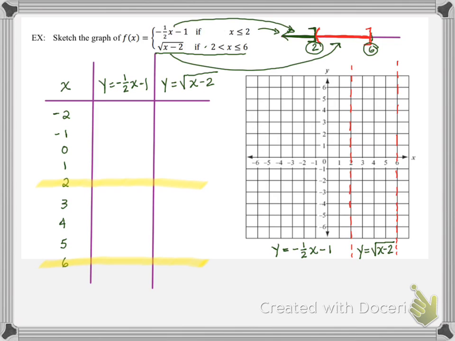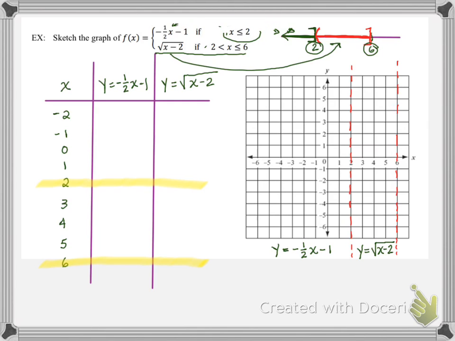So let's start with x equals negative 2. Well, which formula should I use there? The one on the left or the one on the right? So if x is negative 2, it is less than 2, right? And so I should use this equation. Yeah?